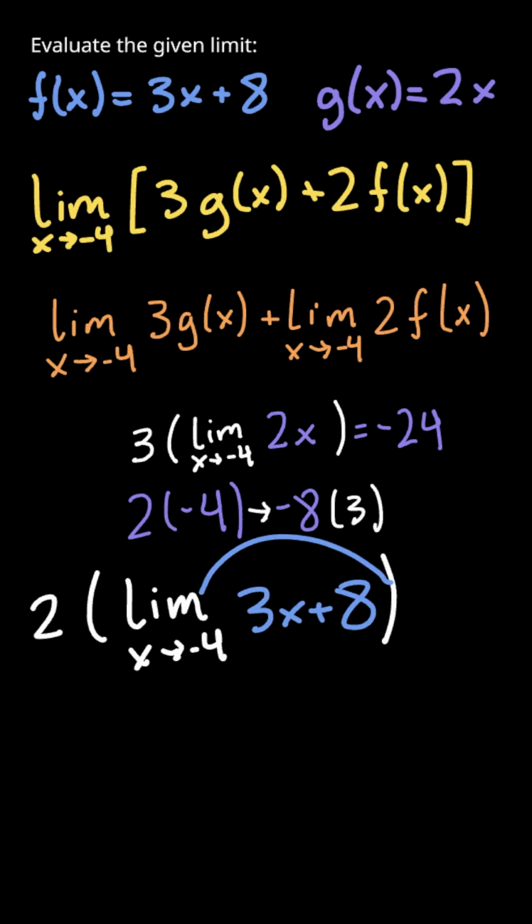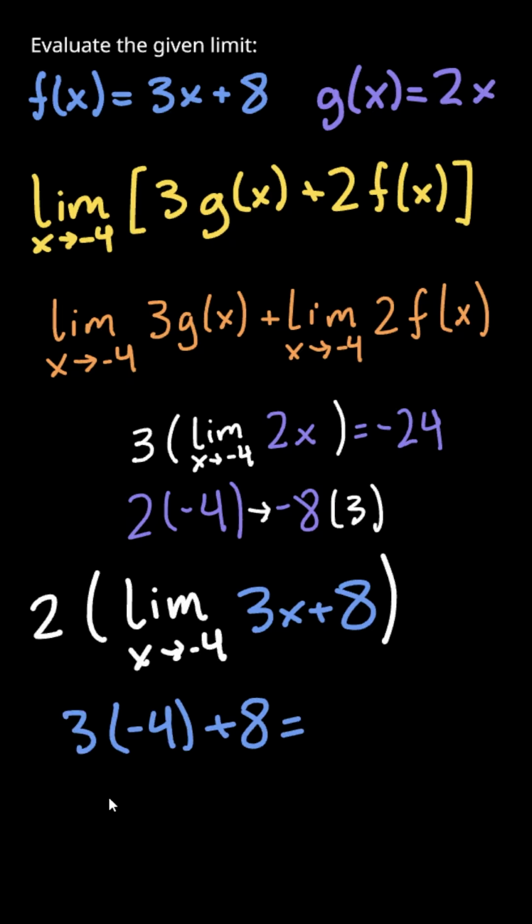So now focusing on our f(x) function, same exact thing as our g(x). We're not making any denominator 0, nor are we taking the log of a negative or a 0. So we can substitute. 3 times -4 plus 8 equals -12 plus 8, which equals -4. And just like last time, it's not just -4, no. Remember, we're multiplying the entire limit by 2. And then -4 times 2 equals -8.